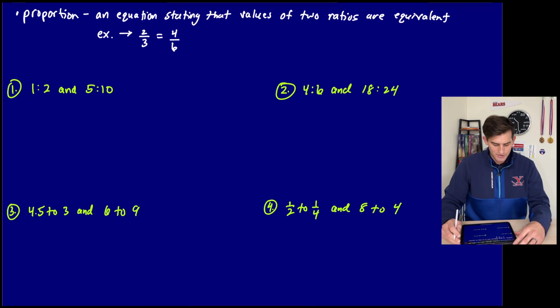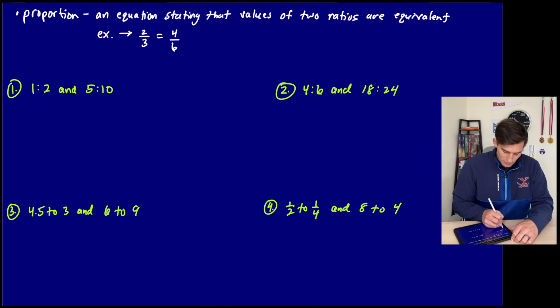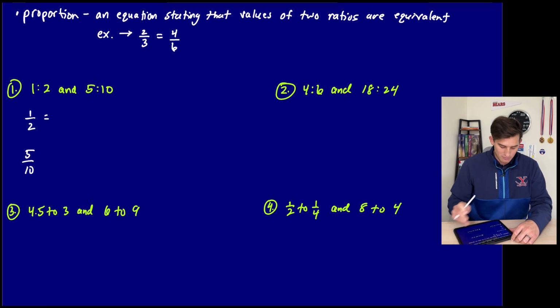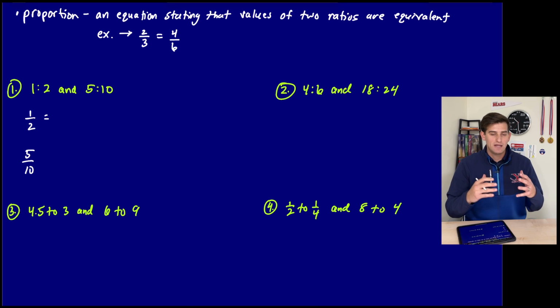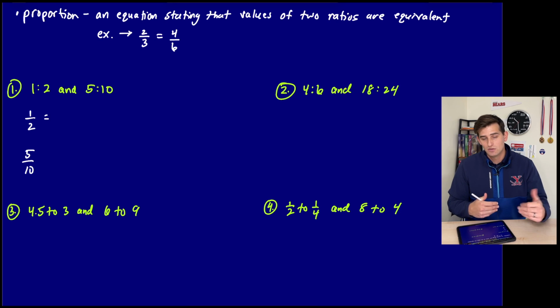Number one says 1:2 and 5:10. So to start off, I'm going to write each of these ratios in fraction form. I just think it's easier to see it that way. So we're going to 1/2 and 5/10. Now my objective here is, can I make 1/2 be equal to 5/10, or could I make 5/10 be equal to 1/2? Really, either way, it doesn't matter as long as you end up with two fractions or two ratios that are exactly the same.